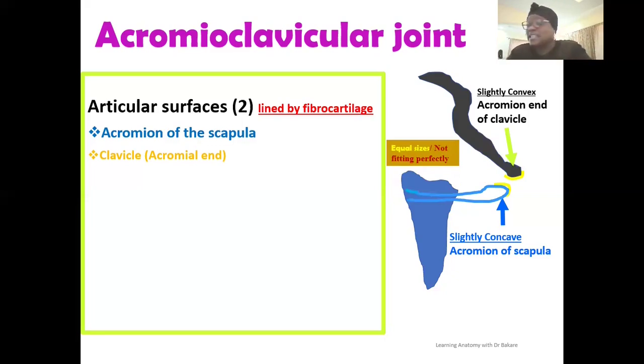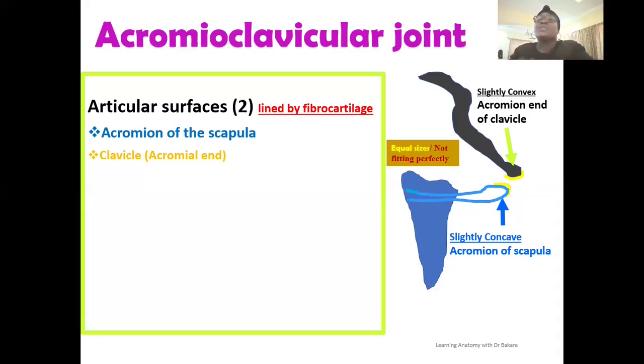If you go back to our lecture on the sternoclavicular joint, remember we said that the sternal end of the clavicle is bigger than the indentation that is created on the clavicular notch of the manubrium. That is in the creation of the sternoclavicular joint. So one of the articulating surfaces is bigger than the other. But in the acromioclavicular joint, articulating surfaces are kind of equal in sizes.